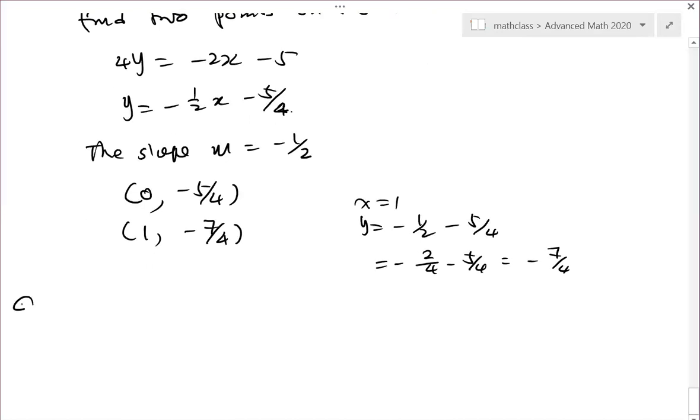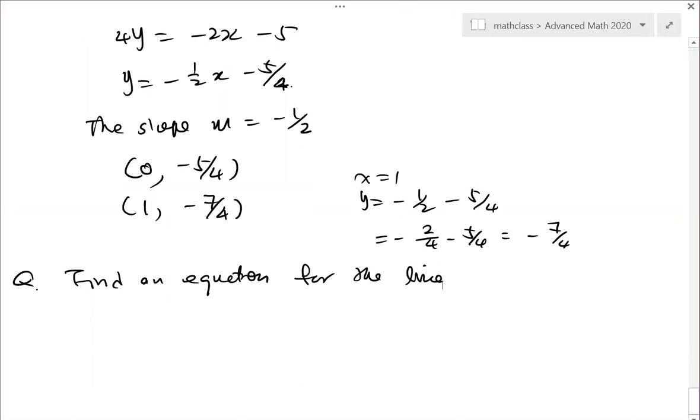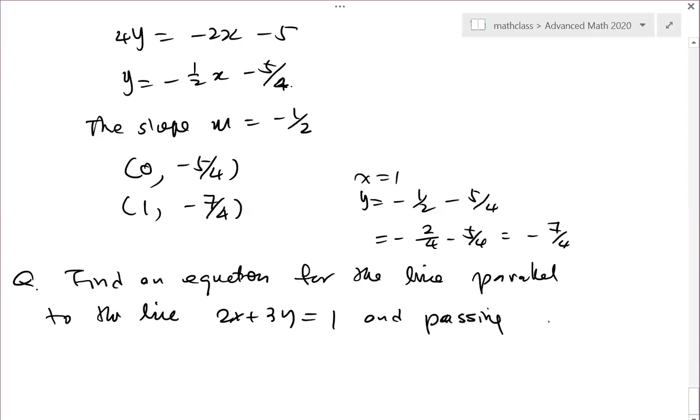All right, so let's do another problem. Find an equation in general form for the line. Parallel to the line 2x plus 3y equals 1, and passing through a point. Passing through this point. Okay, what does that mean?